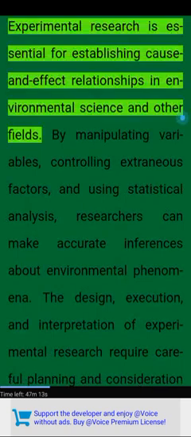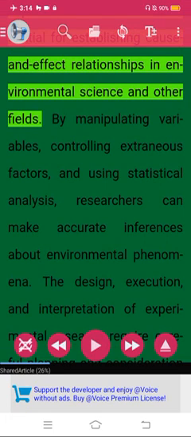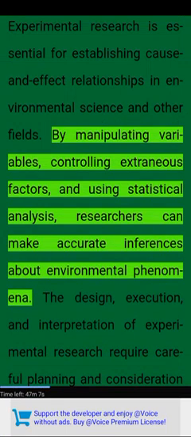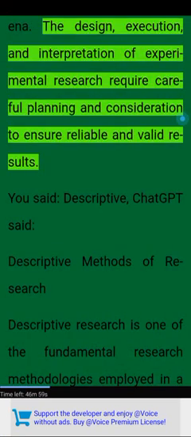Conclusion. Experimental research is essential for establishing cause and effect relationships in environmental science and other fields. By manipulating variables, controlling extraneous factors, and using statistical analysis, researchers can make accurate inferences about environmental phenomena. The design, execution, and interpretation of experimental research require careful planning and consideration to ensure reliable and valid results.